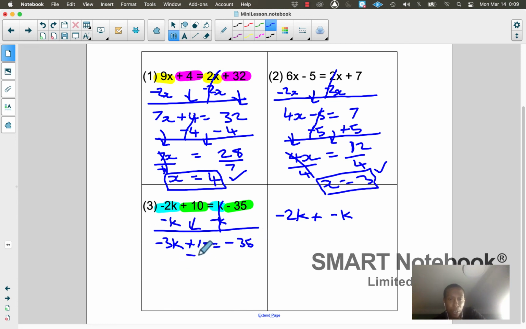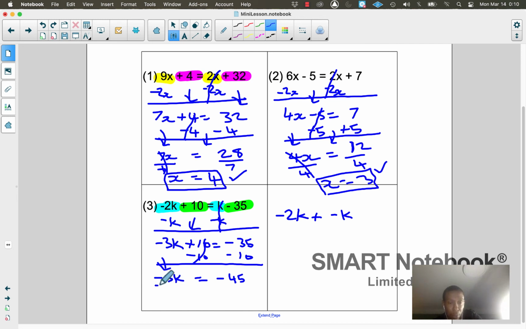Very good. Subtract 10 on both sides. I like that. Wonderful, amazing job today, ladies and gentlemen. So negative 3k, bring it down, equals negative 35 minus 10 gives us negative 45. So essentially we're adding two numbers with the same sign. Remember, we add both numbers and keep the sign. All right, what do I need to do next?